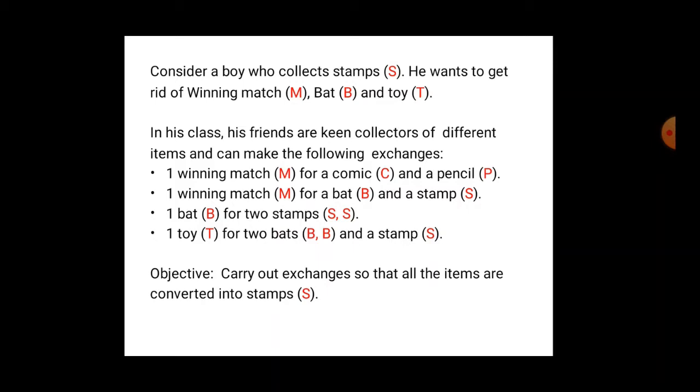exchanges. One winning match can be exchanged with a comic and a pencil, or this winning match can be exchanged using a bat and a stamp. One bat can be exchanged with two stamps, or one toy can be exchanged with two bats and a stamp. Now as we can see, we got 5 states here, and hence our objective is to carry out exchanges so that all the items are converted into a single state of stamps. The number of stamps can be anything in the set.